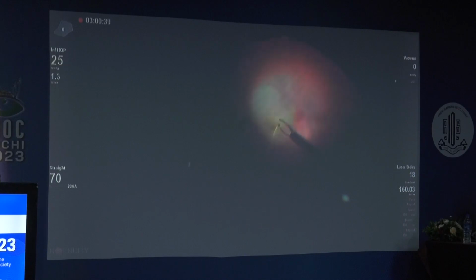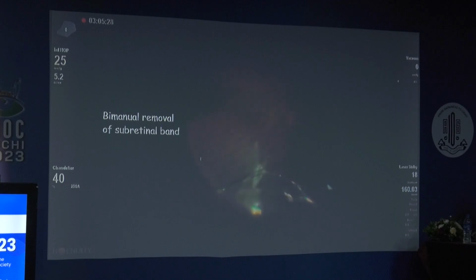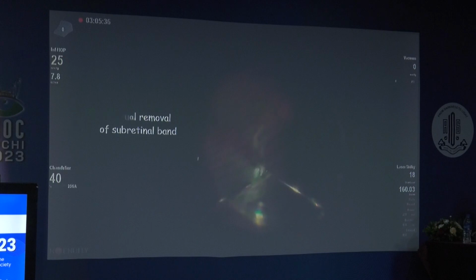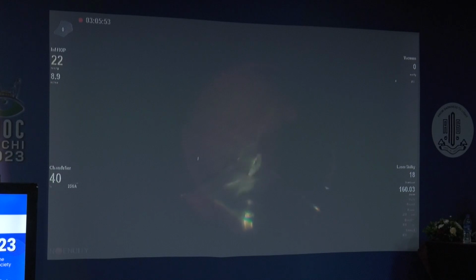So then I went on with a bimanual approach, trying to rope it out by grasping and re-grasping the band. The intention was to remove as much of it as possible. But in this tug of war between the band and me, it snapped right in the middle, leaving a significant length which was traversing the macula.